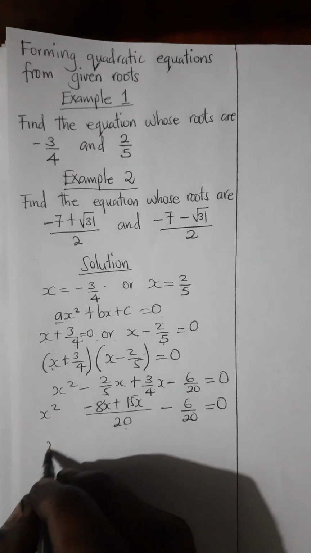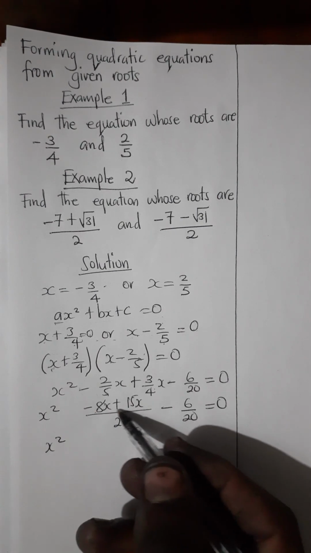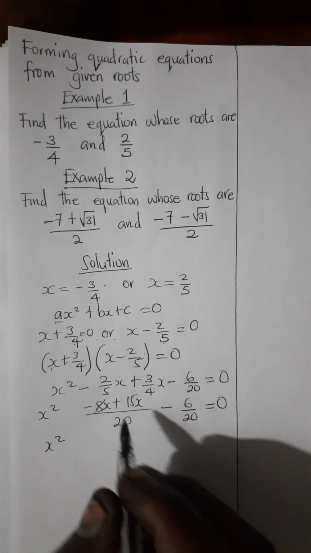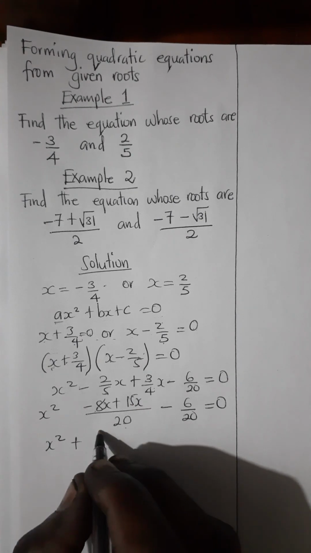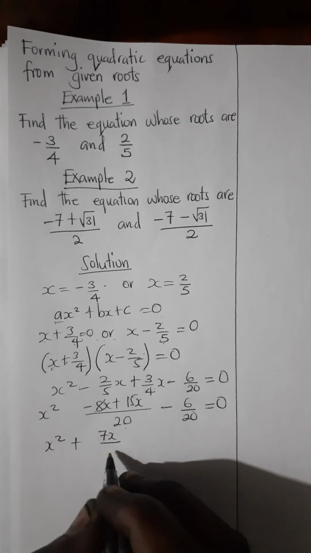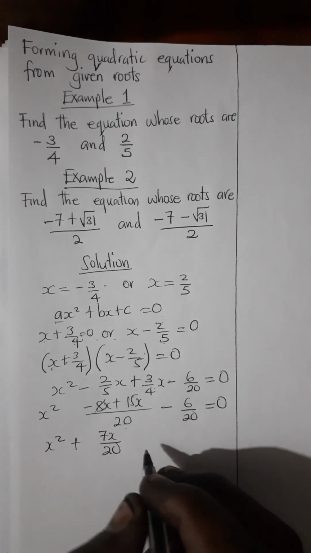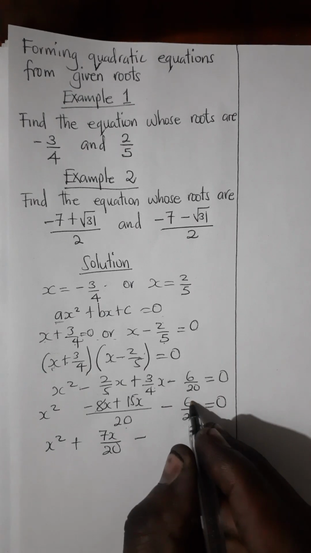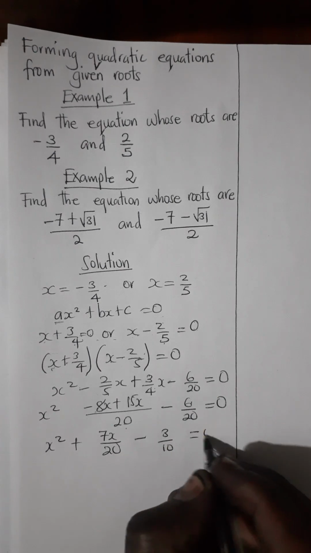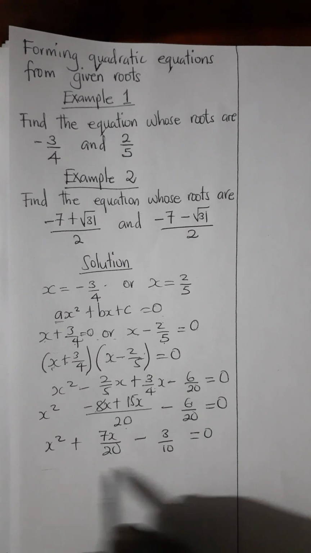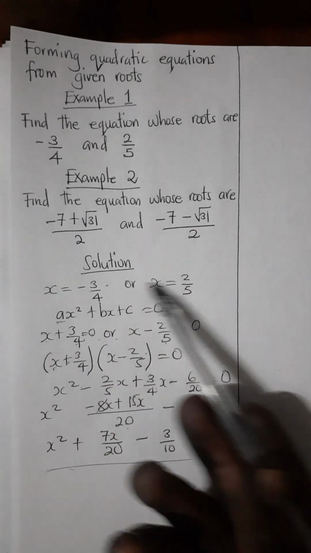Equals 0. And then x squared, between these there is that operation. So negative 8x plus 15x is positive 7x over 20. Like 15 minus 8 is equal to 7. Now minus 6 over 20, which simplifies as 2 into 6 is 3, and 2 into 20 is 10. Now equals 0. So this is the equation that produced these x values after solving.